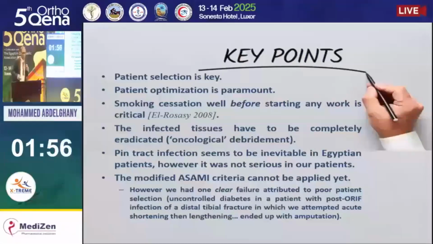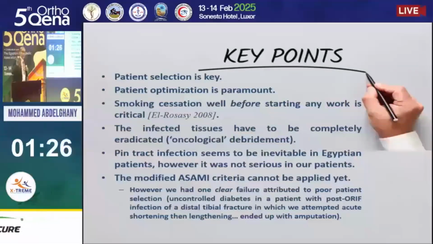The key point is that patient selection is key, and patient optimization is paramount, including smoking cessation, well before starting any work. And the infected tissues have to be completely eradicated as oncological debridement. Pin tract infection seems to be inevitable in Egyptian patients, and in our cases, the modified ASAMI criteria cannot be applied yet because of the short period.